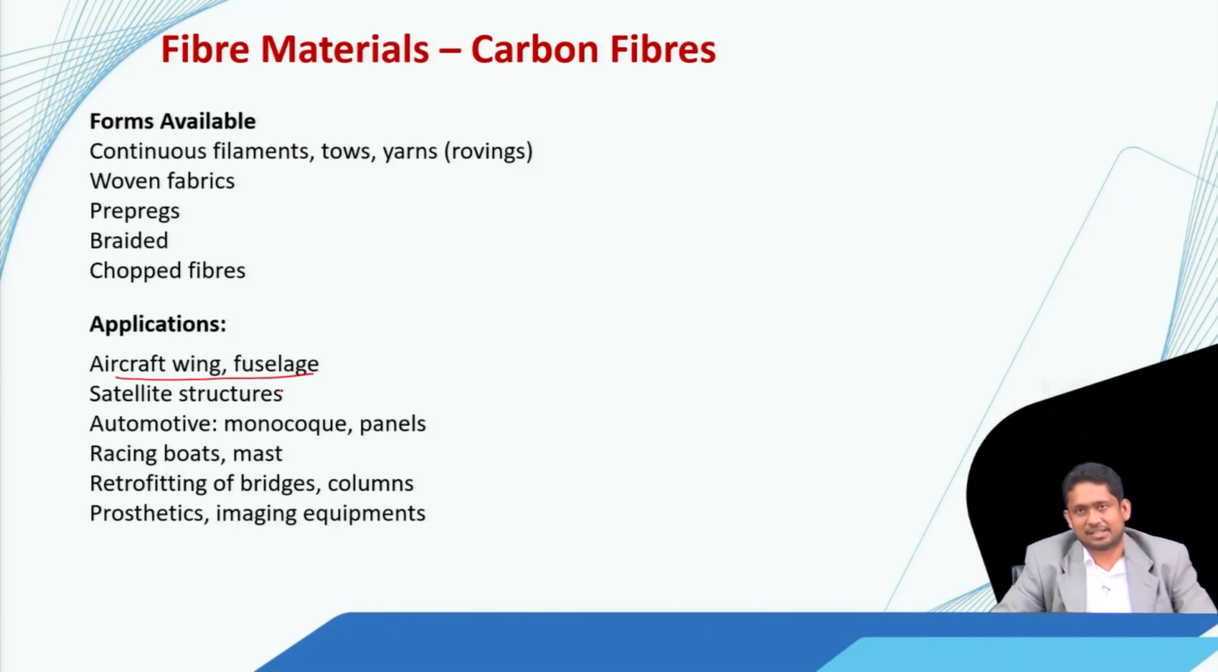Then applications include aircraft wings, fuselage. So because of their very high stiffness to weight ratio and high strength to weight ratio, in this kind of strength critical applications it is used. Later on we will see in the big commercial aircraft, most of it is made by carbon fiber. In satellite structures, for automotive monocoques and panels, racing boats, masts, it's used for retrofitting of bridges, columns. Then it is used in prosthetics and imaging equipment also.